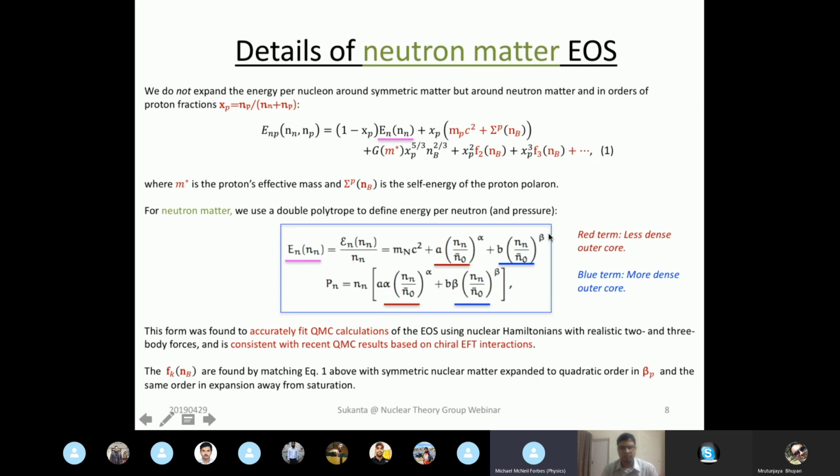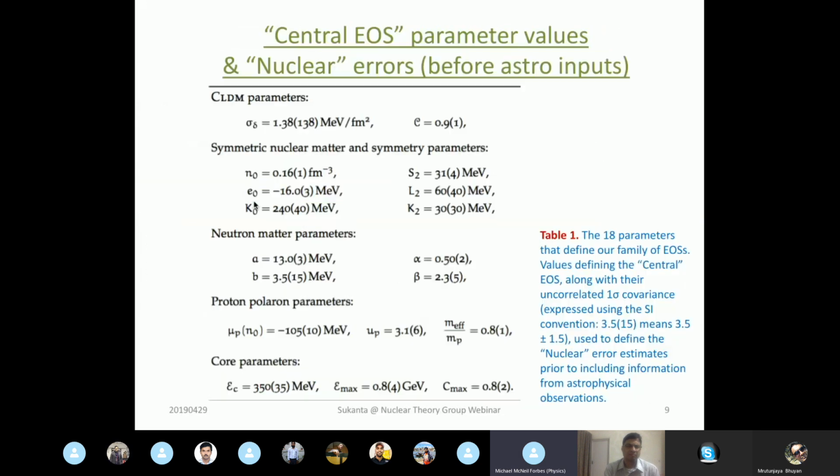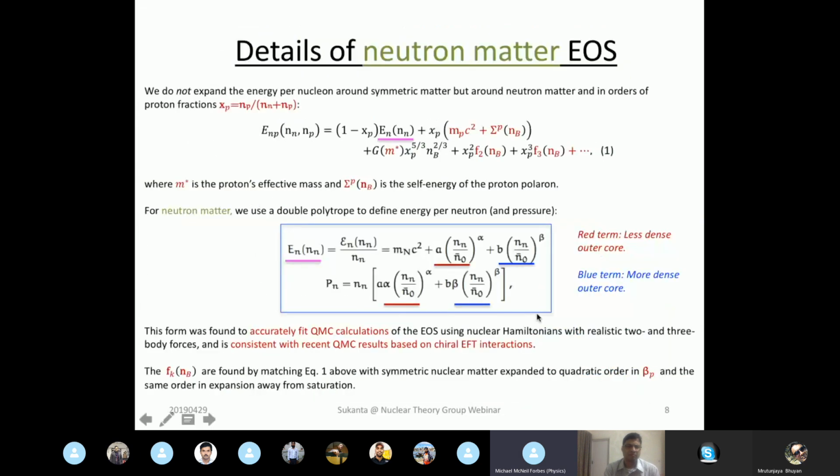So it's kind of a funny parameterization. These two terms are not linearly independent, but this double polytrope has been found to fit the quantum Monte Carlo data pretty well. And it has both terms throughout the entire homogeneous region. It's just because beta is larger than alpha, the second term dominates at high densities, and the first term dominates at low densities.